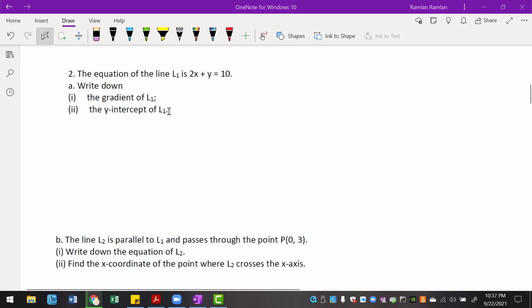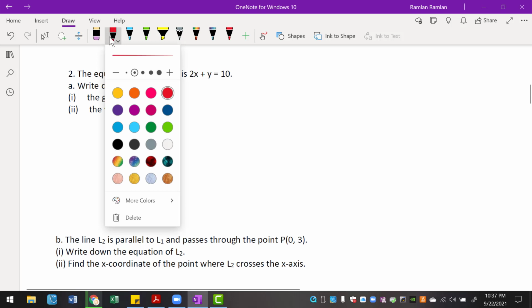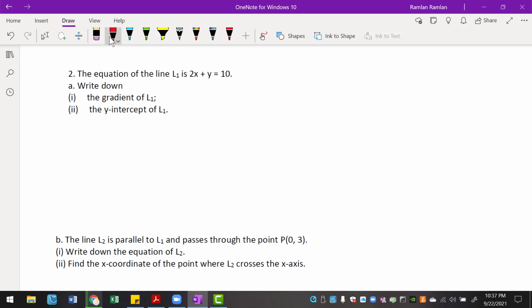Okay, for number 2, the equation of the line L1 is 2x plus y equals 10. The question for A is to write down the gradient of L1 and the y-intercept of L1. Remember that the gradient y-intercept form of a line equation is y equals mx plus c.